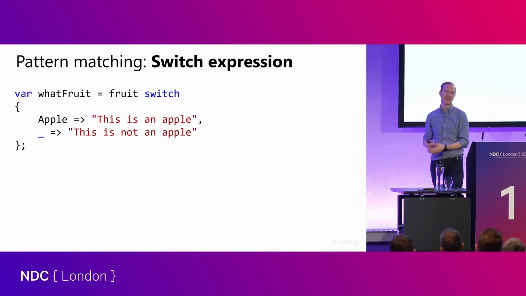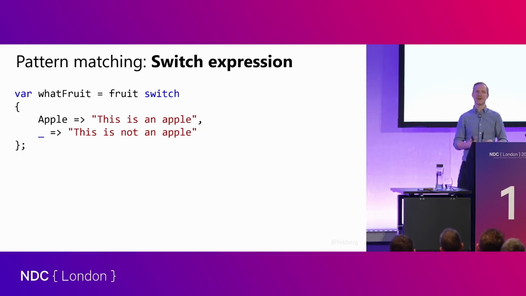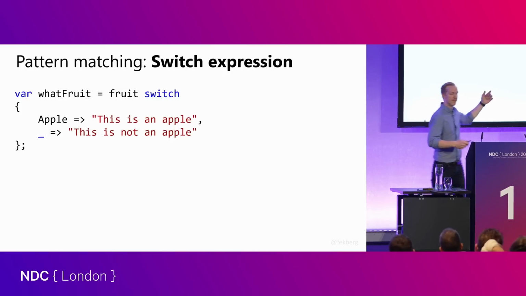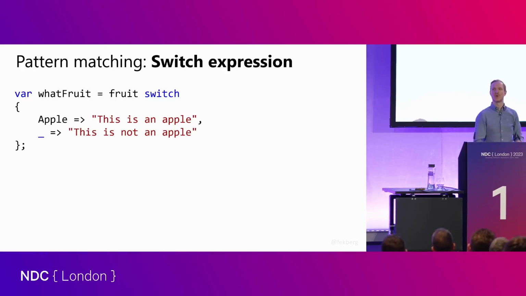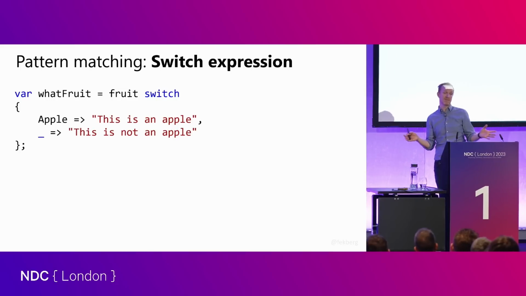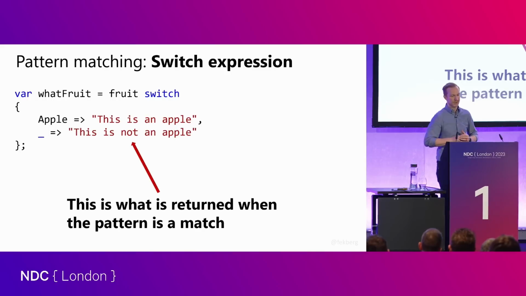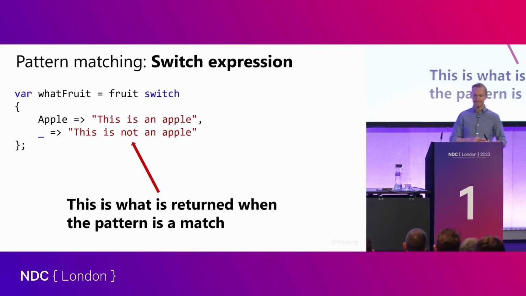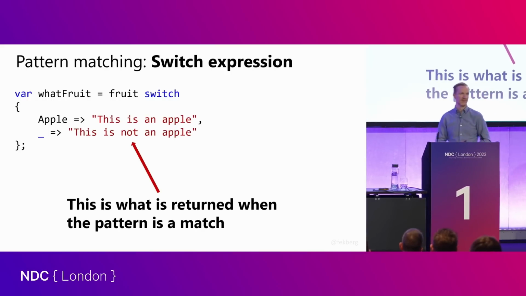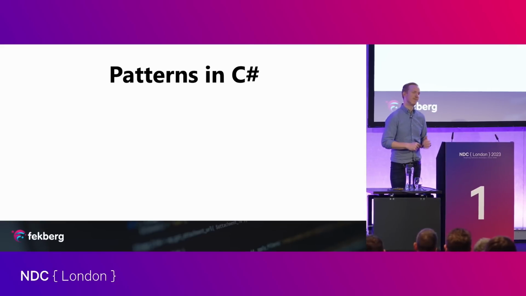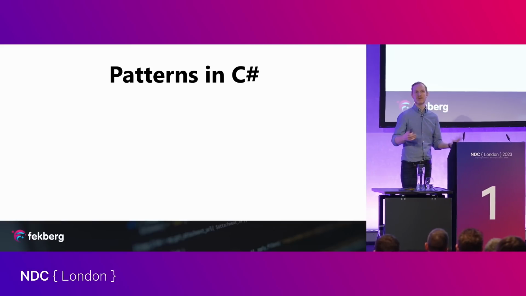It doesn't have to be producing a string. The only criterion here is that all of them produce the same type, or at least the same base type. So this here produces a string, and the final one here, the underscore, that's a discard. It's saying that for everything that I haven't created a pattern for, that's what you're going to do here. Right? So that's what is going to be returned from this pattern. This looks simple, and it really is. But C# introduces a whole lot of patterns to make this even more powerful.